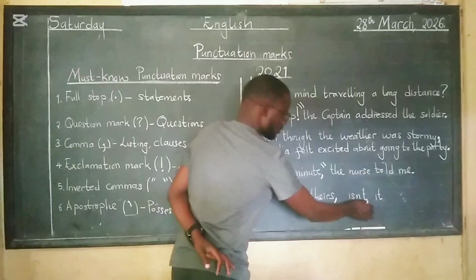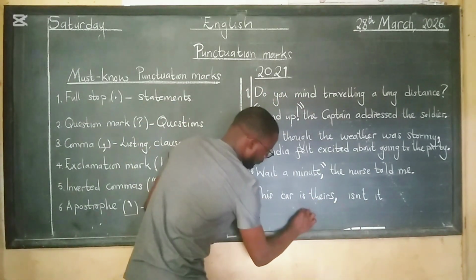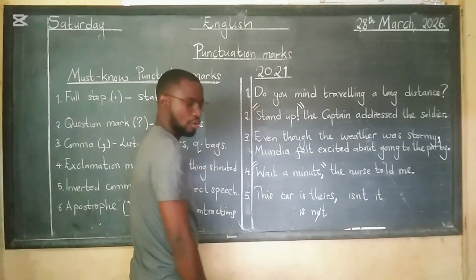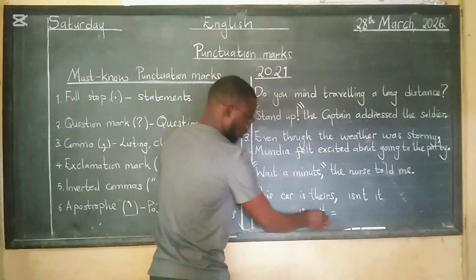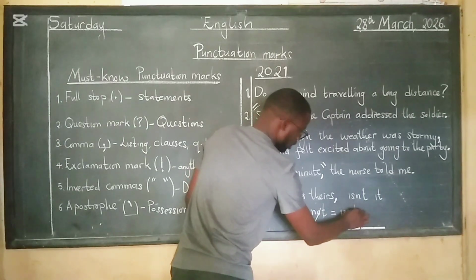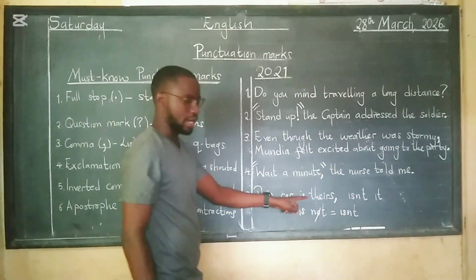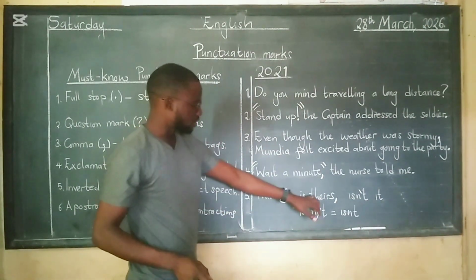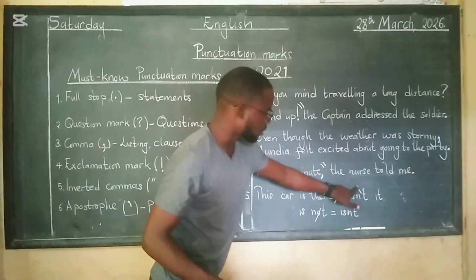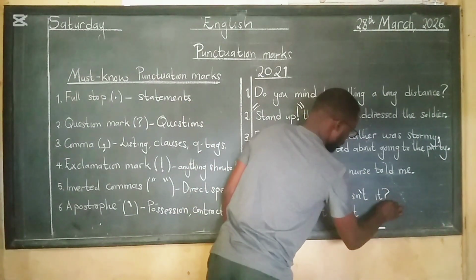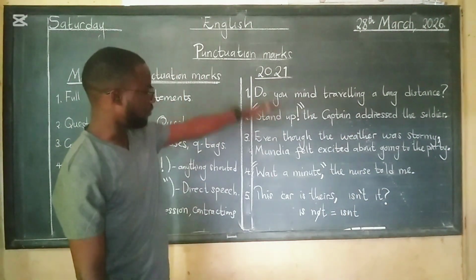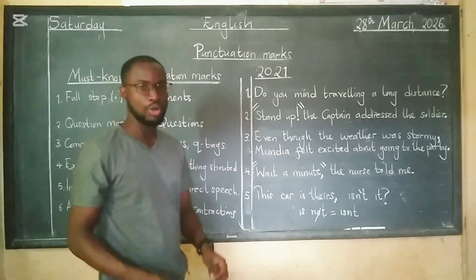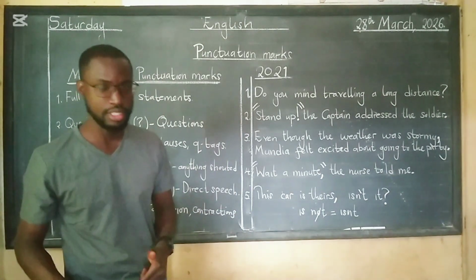Now, look at this. Isn't is a contraction of is not. We have removed the o and turned is not into isn't. To show that this is what was done, we put an apostrophe here to show that it was contracted. So this car is theirs, comma, isn't, apostrophe, then for it, this is a question like that. So these are the questions that you are going to meet. These are the punctuation marks that you are going to work with in the papers. Let's go to the next example.